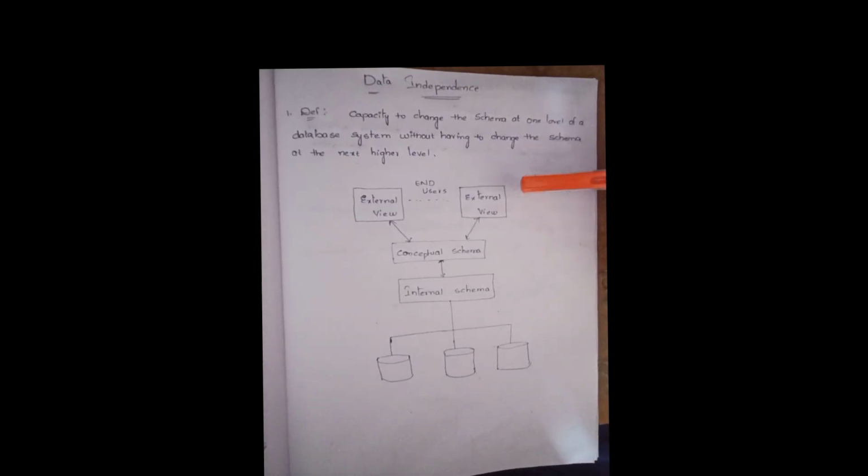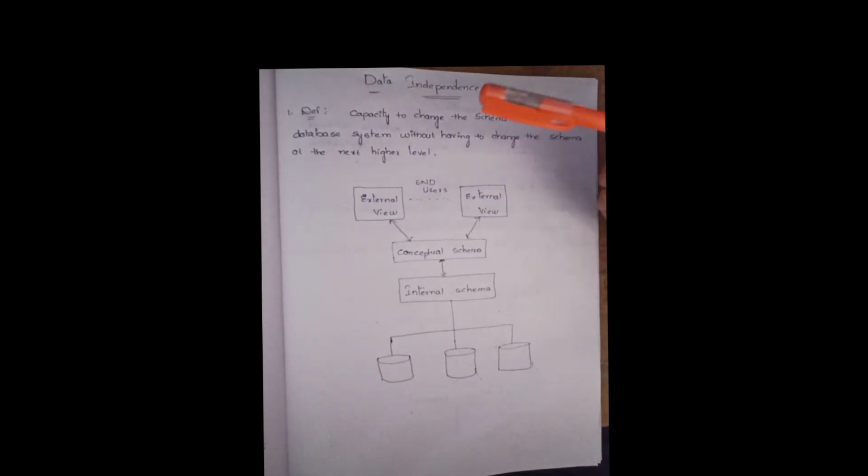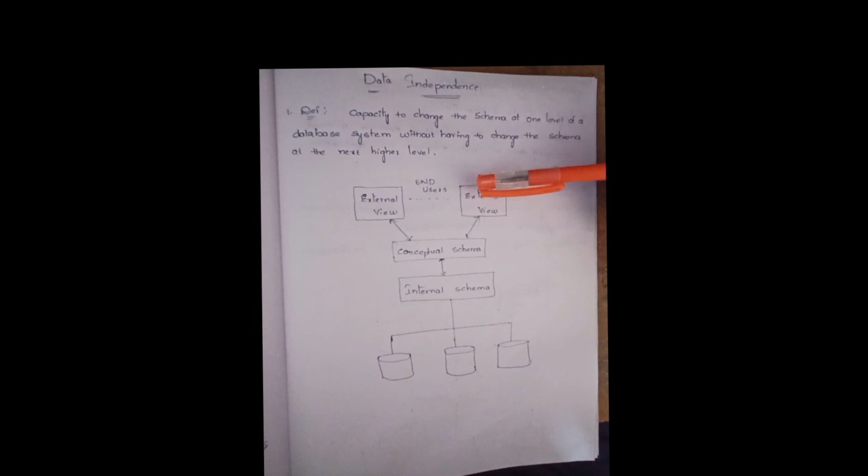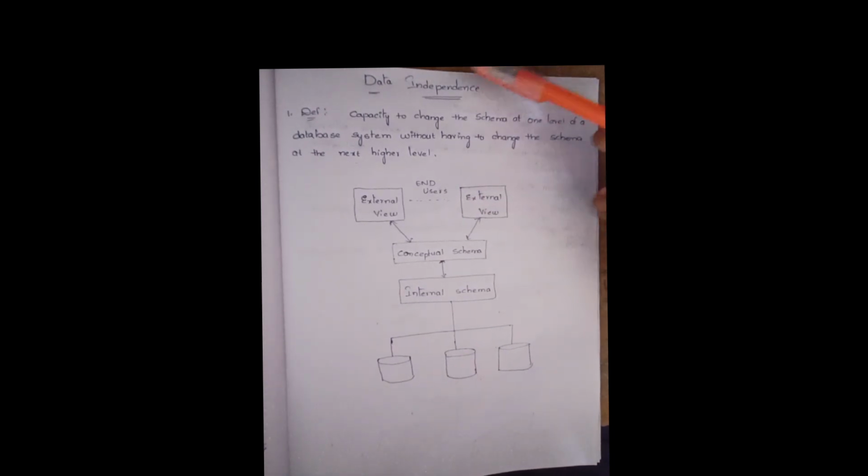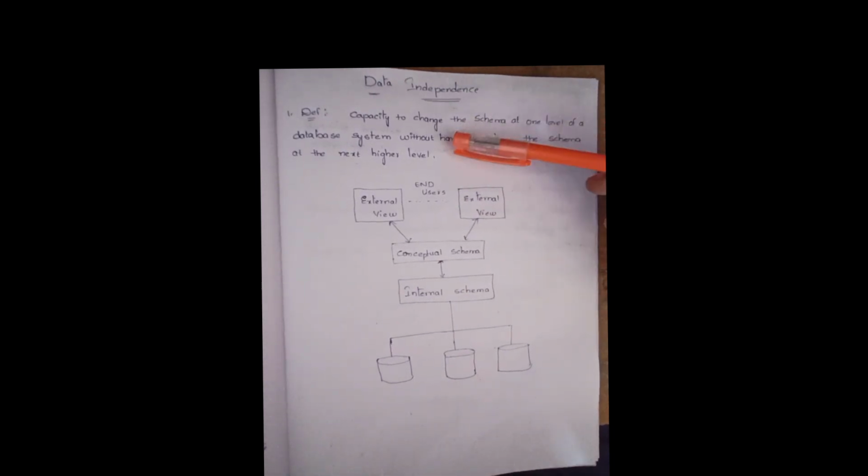Hello everyone. In the last class we have discussed the levels of abstraction in DBMS. Now we are going to focus on data independence. First we'll see the definition of data independence.